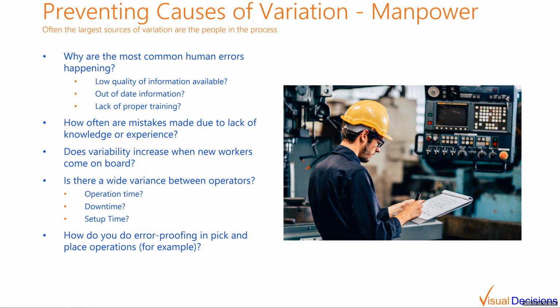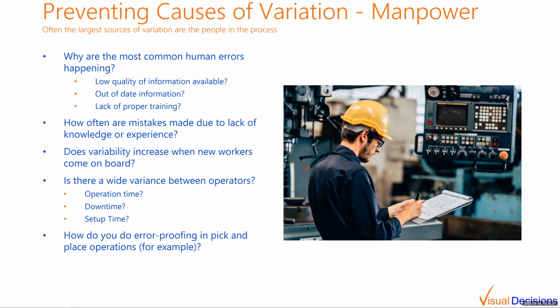Does variability increase when new workers come on board? So if you have a significant amount of turnover in your facility, or you have an aging workforce that's leaving the plant, and you're hiring new people, how much do those new people struggle to keep the process in line? Is there a wide variance between operators, whether they're new or existing? I've seen plants where there's a 50% difference in how the process operates depending on who's running that process.